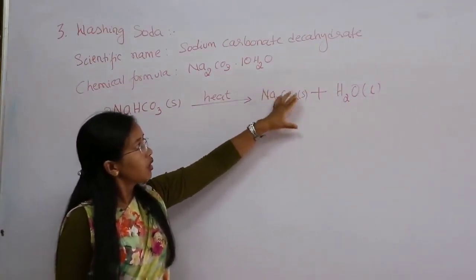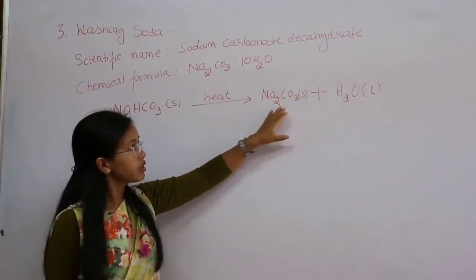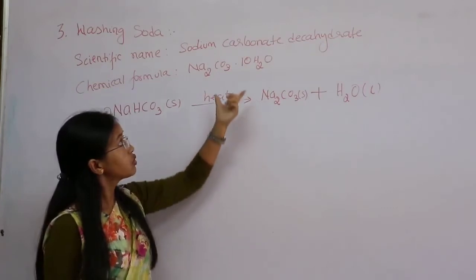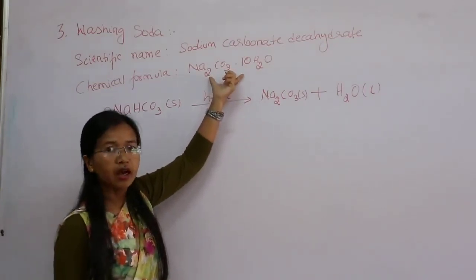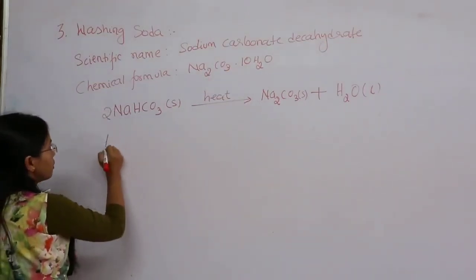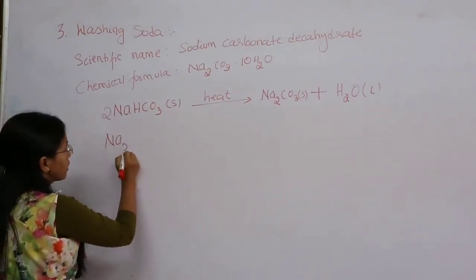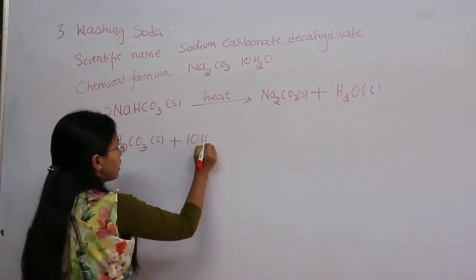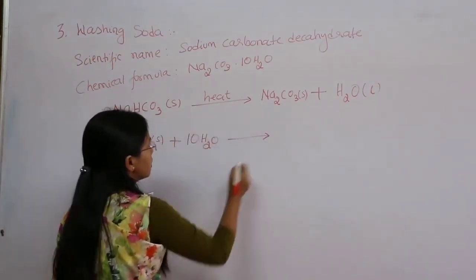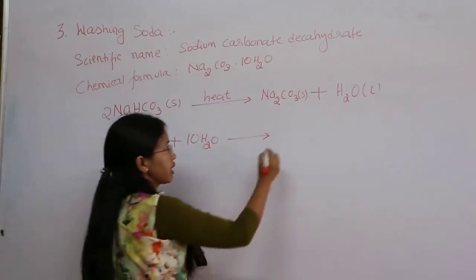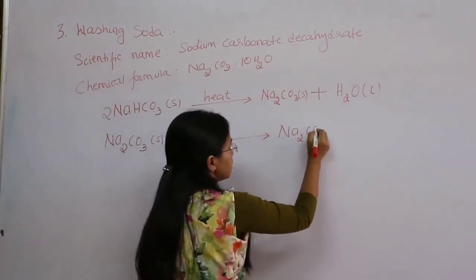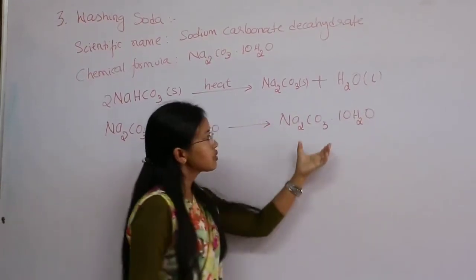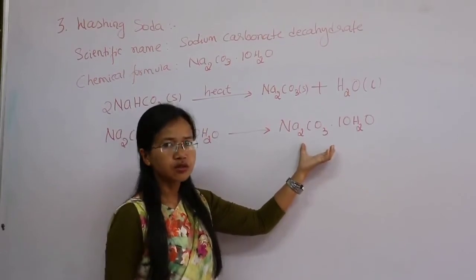Now, dissolving this sodium carbonate in an excess amount of water, you are going to get sodium carbonate decahydrate. So by dissolving in water, Na2CO3 and then H2O, we will get Na2CO3.10H2O. So this is the required washing soda.